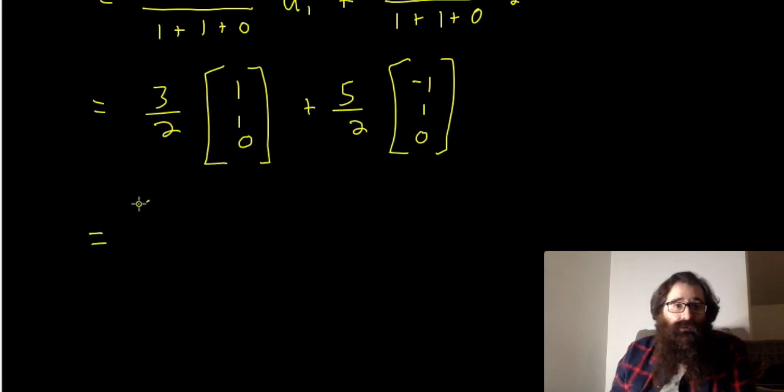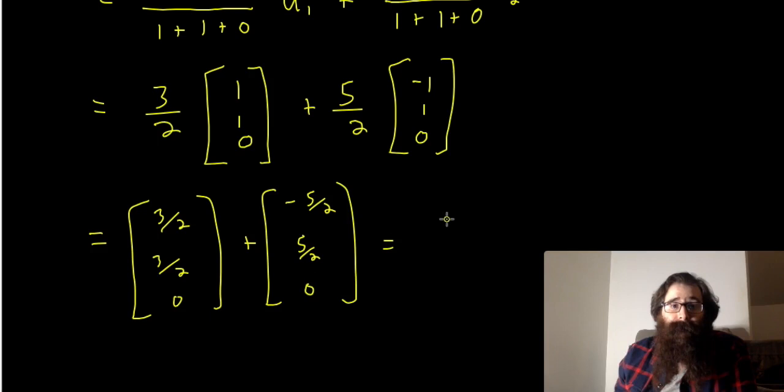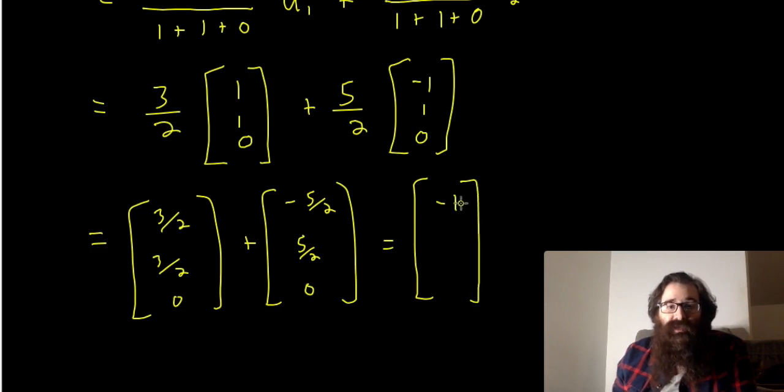So, okay, what do we get here? Well, here I get the vector 3 halves, 3 halves, 0. Plus here I have the vector -5 halves, +5 halves, 0. Let's see what we get here. So 3 halves minus 5 halves is -2 over 2, which is -1. 3 halves plus 5 halves is 8 over 2, which is 4. And 0 plus 0 gives me 0. So this is my projection, my projection y hat.